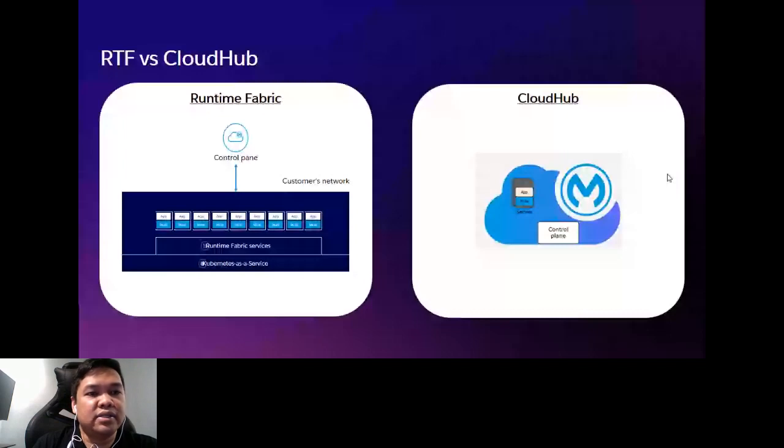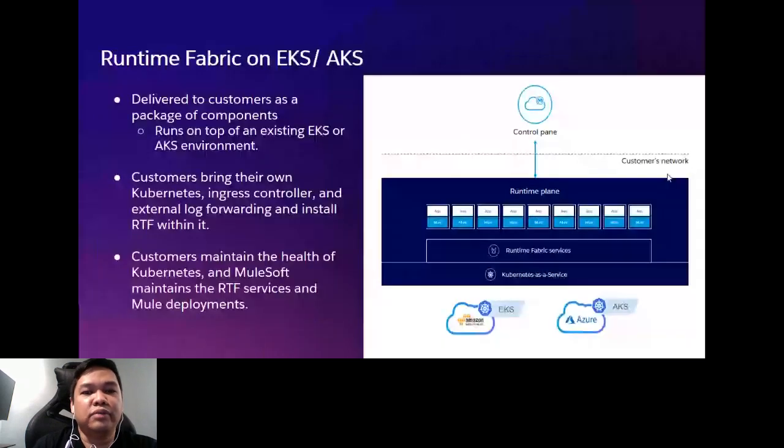So what is Runtime Fabric on EKS and AKS? This is one of the new deployment models of MuleSoft. Before, we had Runtime Fabric on appliance. Now we have Runtime Fabric on EKS and AKS. As the name says, it runs on top of an existing EKS and AKS environment. With this, customers have the flexibility to bring their own Kubernetes, ingress controller, and log forwarding, and install RTF within it. You have to remember that the customer is the one maintaining the network, while the RTF services and Mule deployments are maintained by MuleSoft.